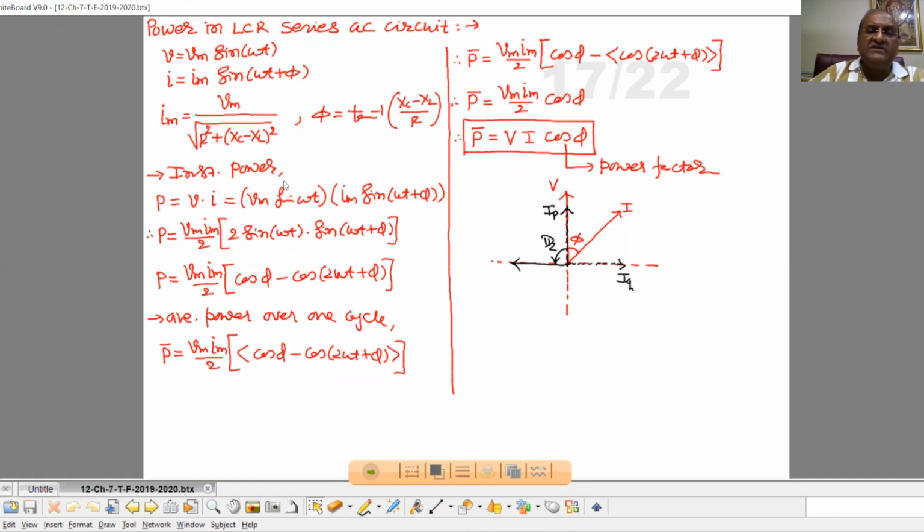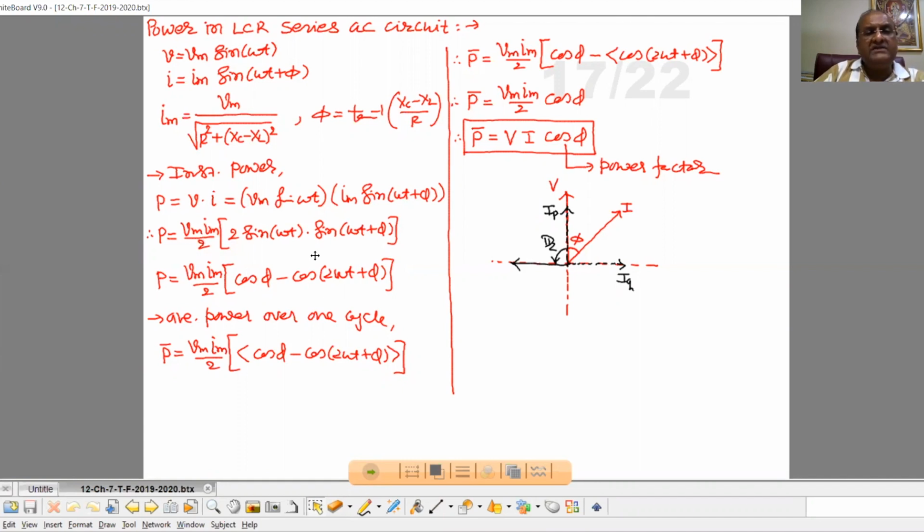So instantaneous power, that we can write V into I. Here voltage, that is also instantaneous, current, that is also instantaneous. So we can write V into I, that is instantaneous power. So V, that is Vm sine omega t, I, that is Im sine (omega t plus phi). Now here multiply and divide by 2. So we can write Vm Im by 2 into 2 sine omega t sine (omega t plus phi).